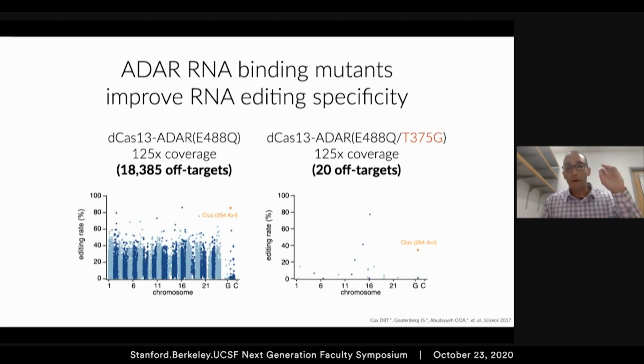So you go from an on-target rate of about 85% down to 40%. So you're sacrificing on-target editing efficiency by about 50%. But then in terms of the off-targets, you go from 18,000 down to about 20 off-targets. So proportionally, that's a much greater increase in specificity. And 40% editing of a transcript, I think, would be useful in many different therapeutic contexts. So we thought that overall it was a fair trade-off.